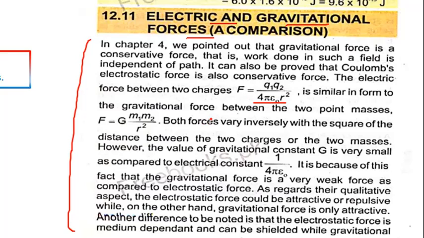The difference between them is the magnitude of the forces. The value of constants is very different in each equation. The value of G, the gravitational constant, is much smaller than the value of the electrical constant 1 over 4 pi epsilon naught, which results in the difference that electrical forces are much greater than, stronger than gravitational forces, or we can say that gravitational force is very weak as compared to electrical forces.